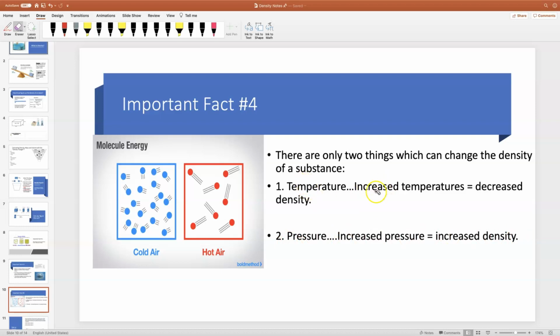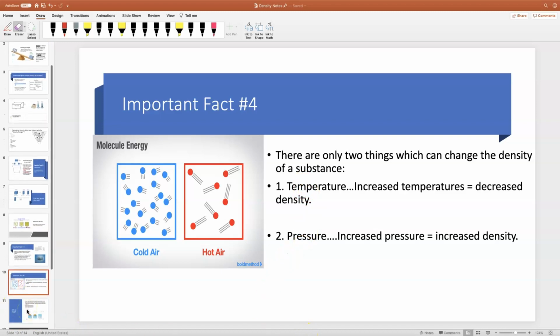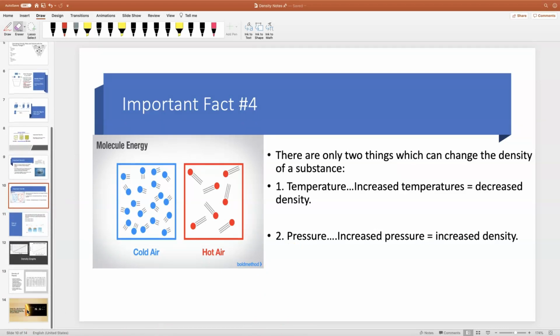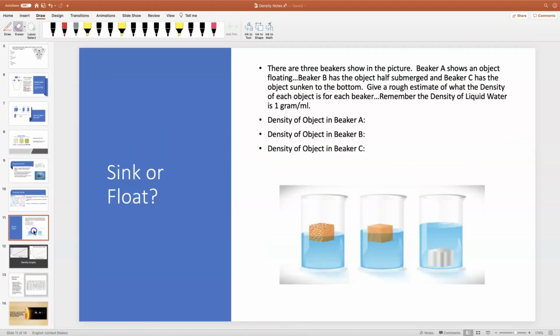With temperature, if you increase temperature, making things hotter, you will actually decrease density. These two things will come up also on your lab, so I just wanted to put that out there for you so that you were okay with that. So that gets us to our final couple of slides here. We have four more slides to go.